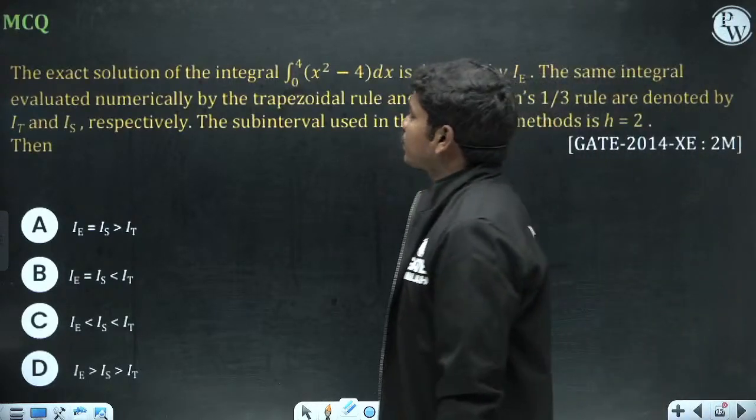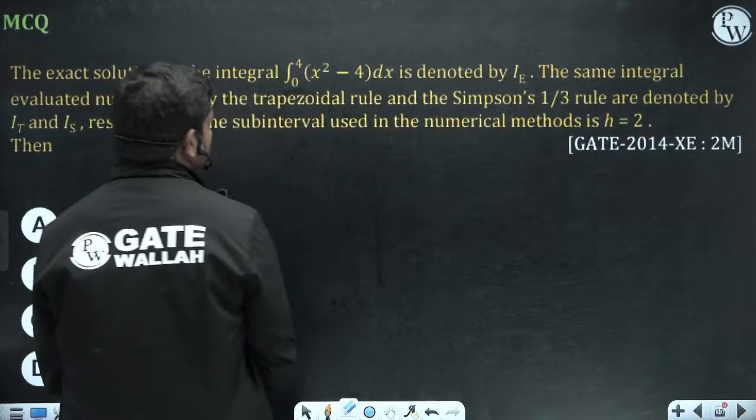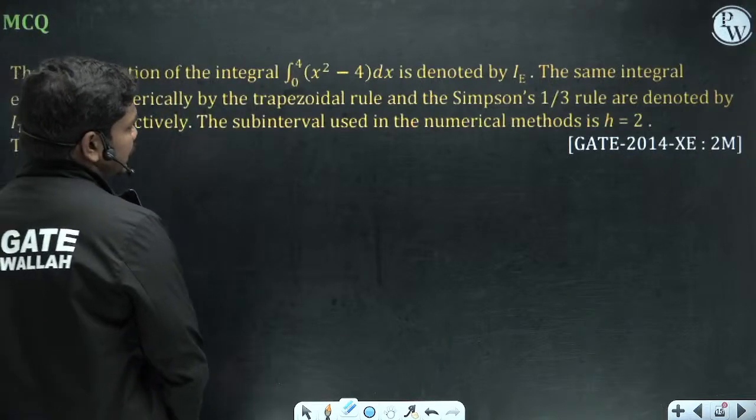A good question came up. The exact solution of the integral from 0 to 4 of x² − 4 dx is denoted by IE.